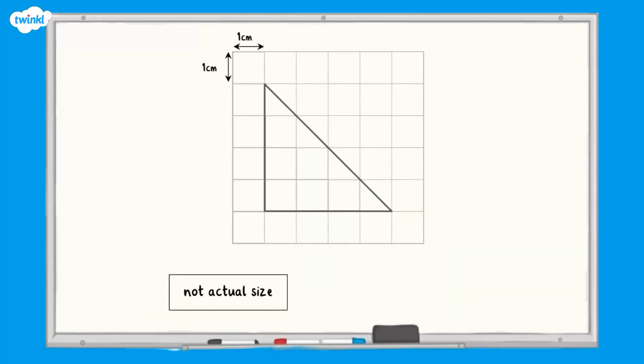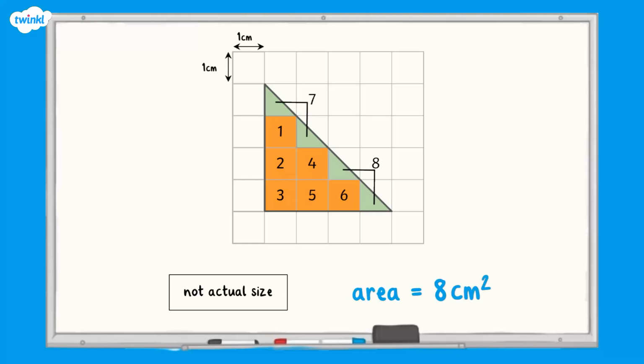It is slightly more difficult to calculate the area of shapes which are not only made up of whole squares. Let's look at this triangle. We can count all of the whole squares first. There are 6. However, there is still some area inside the shape which has not been counted. In this triangle, we have 4 half squares, which we can add together to make 2 more full squares. The area of this triangle is 8 centimetres squared.